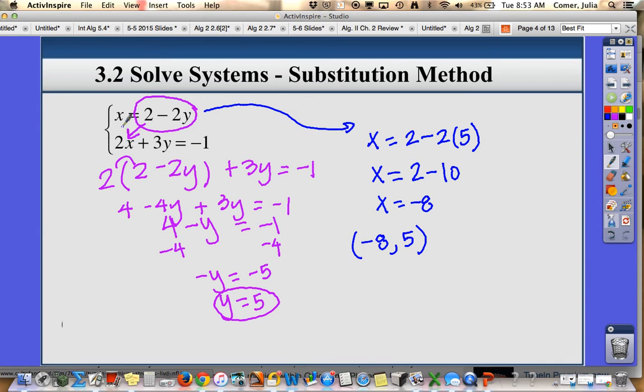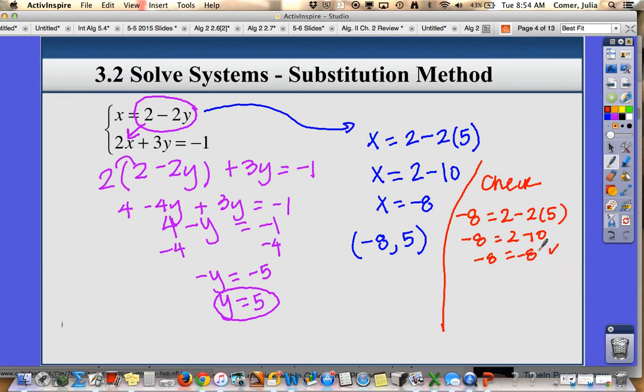And if I plug those in, I should see that they work. So if I plug them in and check them with my equation, then I see that my solution is correct. When you're doing these, you should always be able to see if you are correct before you're even done with the problem. I'll plug it into the first equation over here. So this is my checking of it. First equation, negative 8 in for the x. 2 minus 2 times 5. So I get negative 8 is equal to 2 minus 10, which is negative 8. So that one worked out.